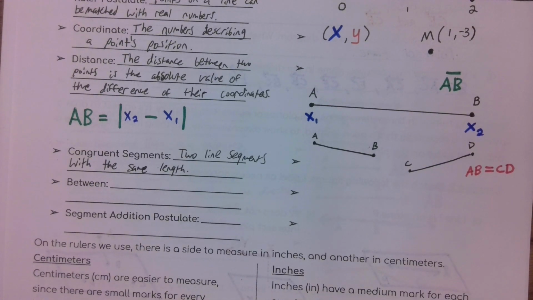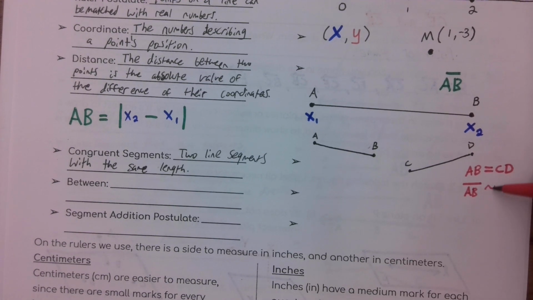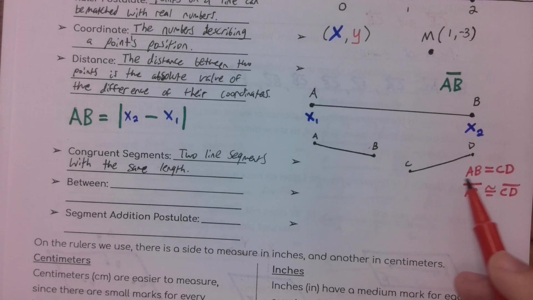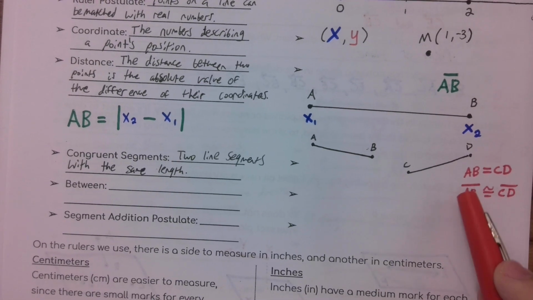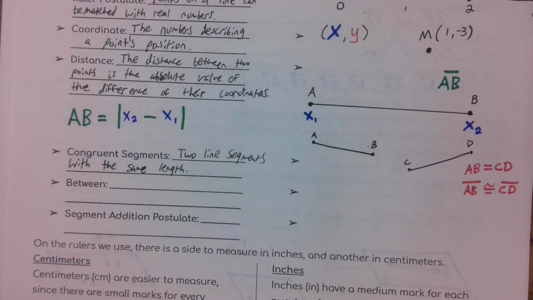But because they have the same length and they look to be the same, we would also be able to say that based on just the way they look, these two look the same as well. Line segment AB is congruent to line segment CD. Equal signs will always be used with measurements. Congruences will always be used with shapes. Cool.